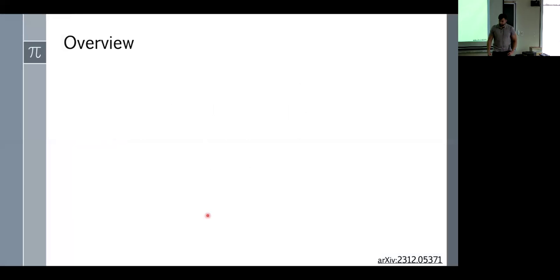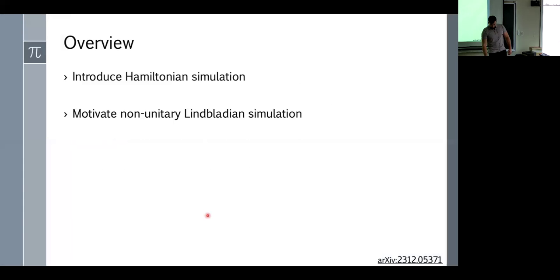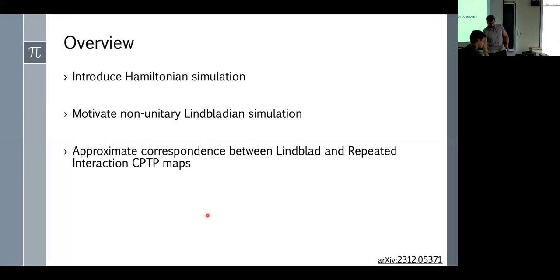So I'll just give an overview of what I'm going to cover in the talk. I'll briefly introduce Hamiltonian simulation, but I don't have to spend too much time there because Sophia did a great job already talking about that. Then I'm going to motivate the non-unitary or Lindbladian simulation, which we're interested in here. And then I'm going to introduce this approximate correspondence between these Lindblad equations and what is known as repeated interactions, or CPTPs, so completely positive and trace-preserving maps, which are just required to preserve the notion of our density matrix or the validity of it.